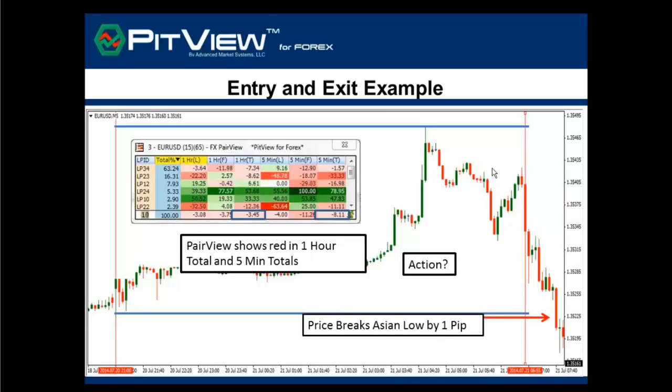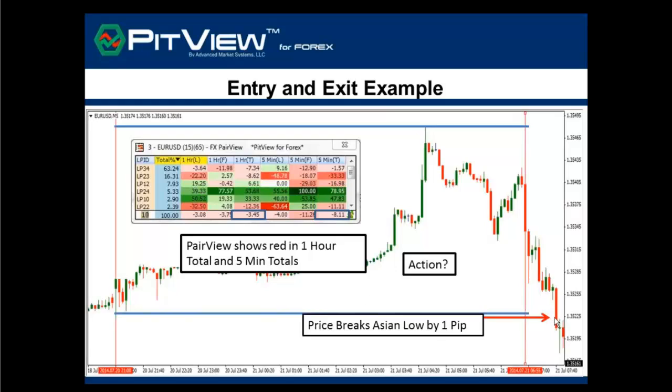If we're getting a sell entry on Eurodollar, all of our trade conditions have been met as far as it has been consolidated during the Asian session. It's breaking out into a new low. We have plenty of room to go. So what would be the action here? And it's also being confirmed by PairView. Good. That would give us a confirmed sell entry.